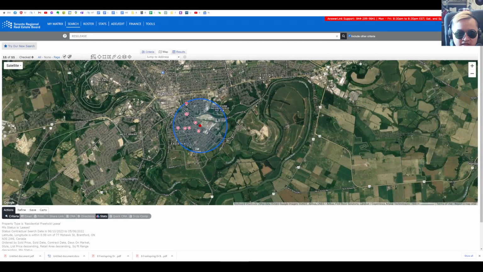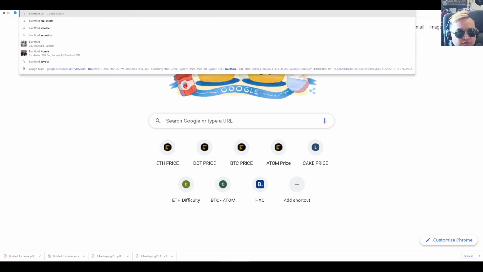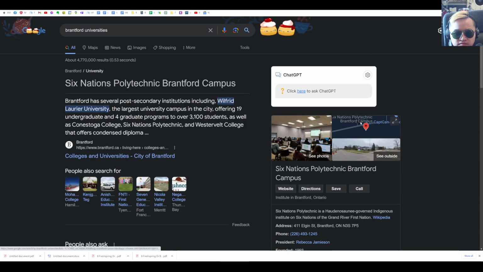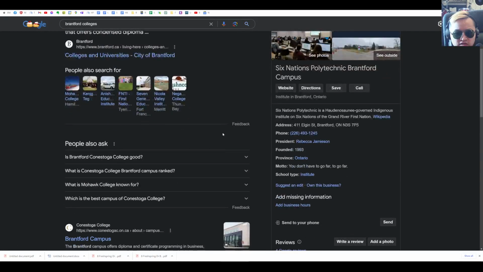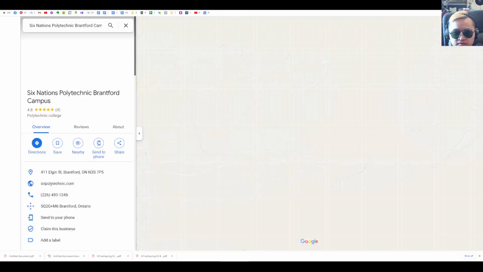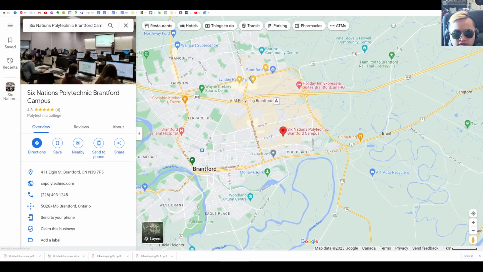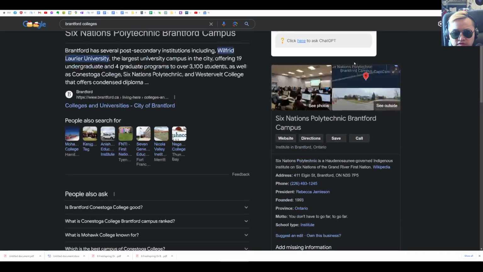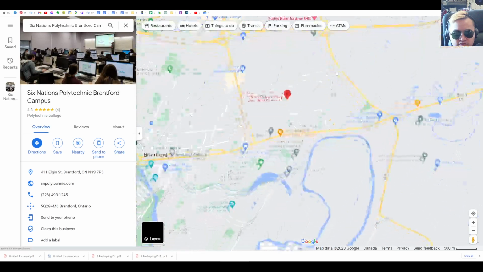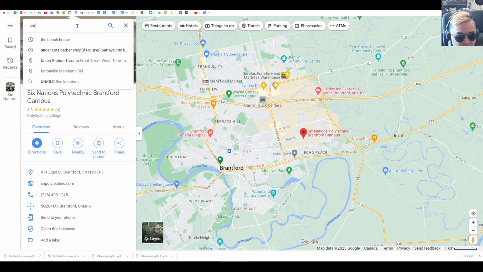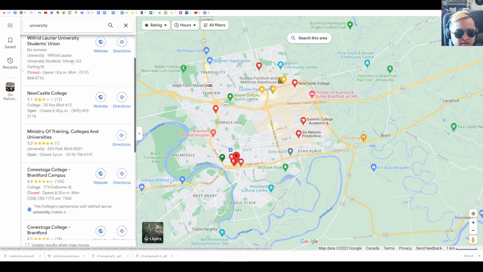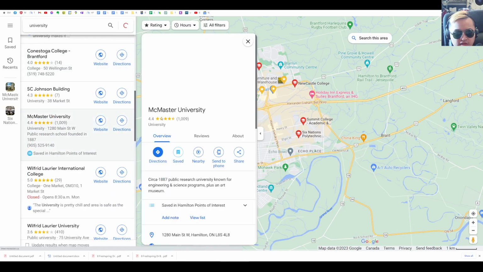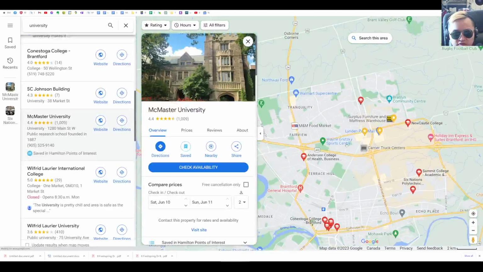You also have a few big schools in Brantford. There are a bunch of people who work there as well. So you know, you could potentially rent it out to some schools. Let's take a look at Brantford here. Wilfrid Laurier. You got the Conestoga College. McMaster's kind of far away. So people probably won't be living in Brantford.